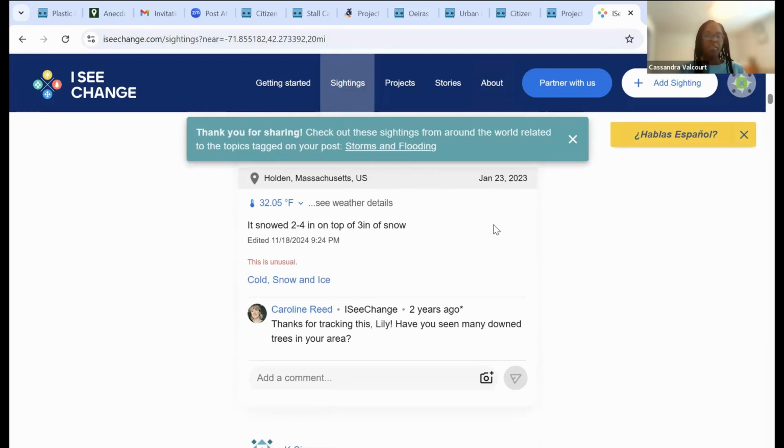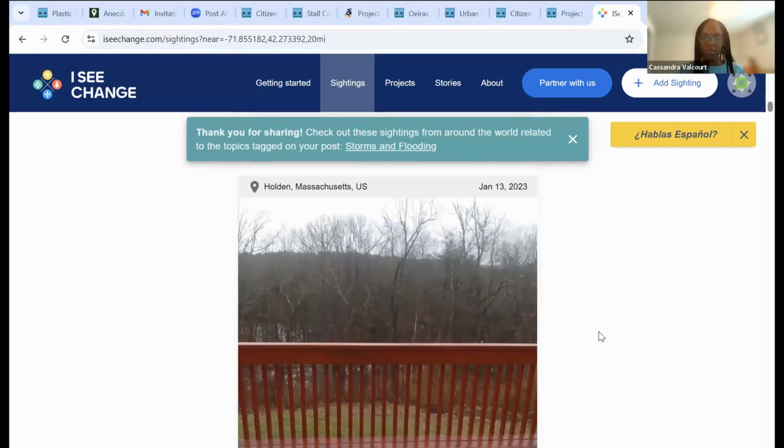Okay, this is location specific right now, but this is kind of what you were talking about. You see someone said that they had a whole bunch of snow, and someone else responded. You can interact with people both in your area and outside your area and discuss what's going on and what you observe.